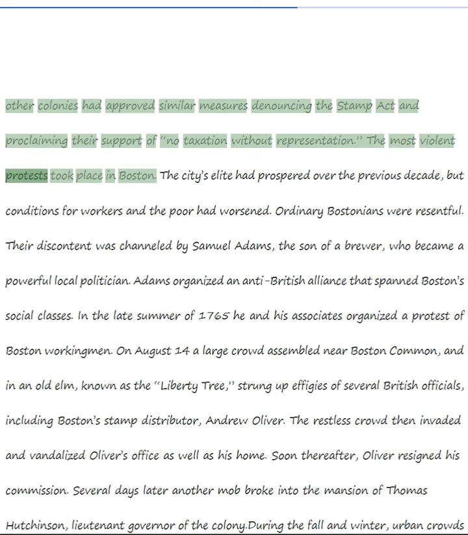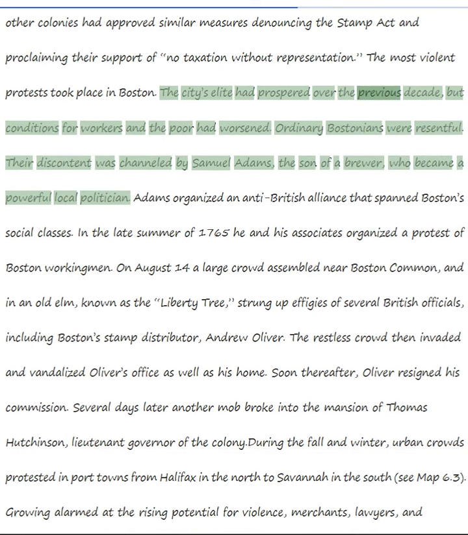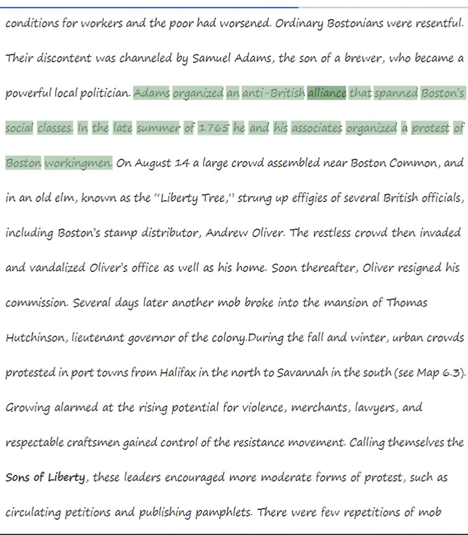The most violent protests took place in Boston. The city's elite had prospered over the previous decade, but conditions for workers and the poor had worsened. Ordinary Bostonians were resentful. Their discontent was channeled by Samuel Adams, the son of a brewer, who became a powerful local politician. Adams organized an anti-British alliance that spanned Boston's social classes.